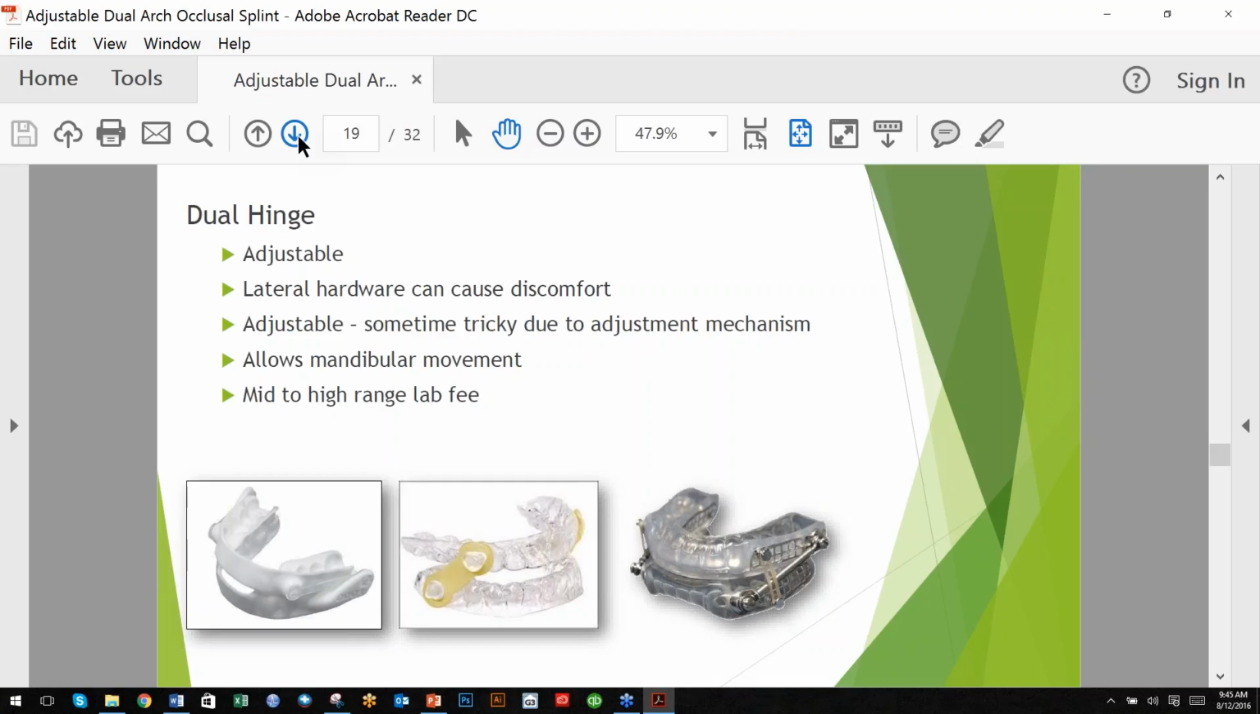The hardware, you can look, the one on the right, that's a Herbst. Herbst is the top one or two, maybe third appliance out there. A lot of people are benefiting from the Herbst. If I had to say, I don't want to say a negative, but be sure you take into account that hardware on the side is pushing against the cheek. Okay, so just know that. I don't say that as a negative.